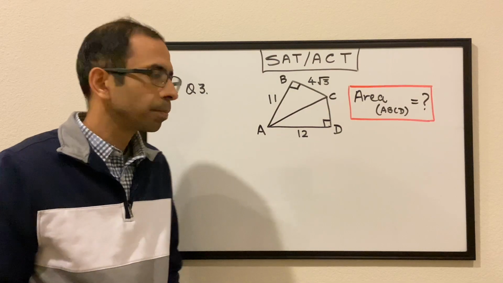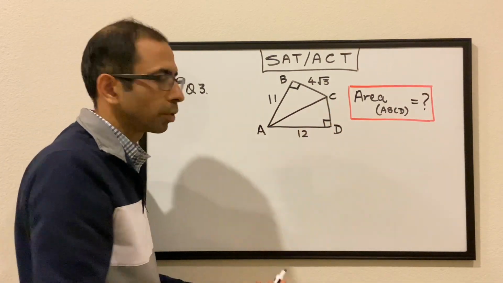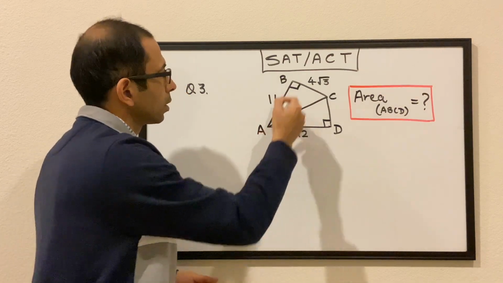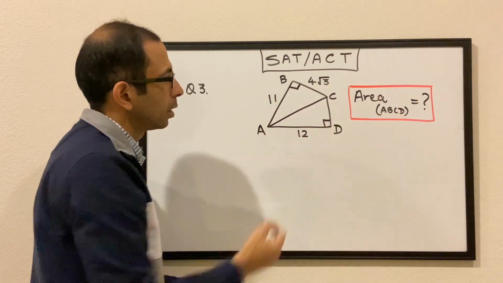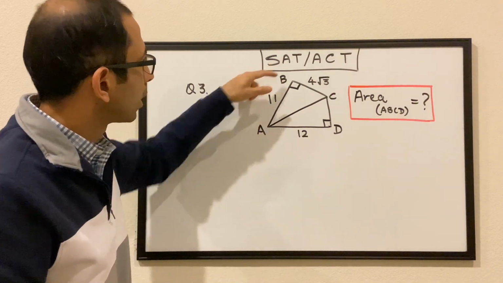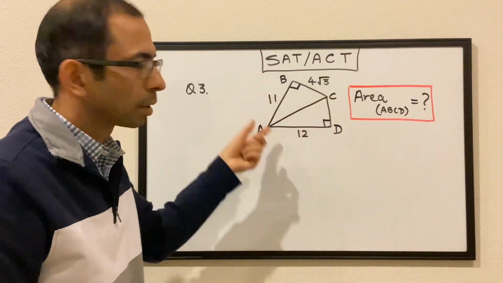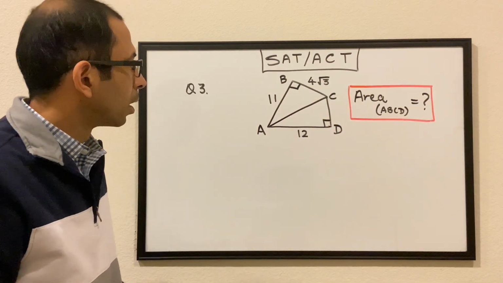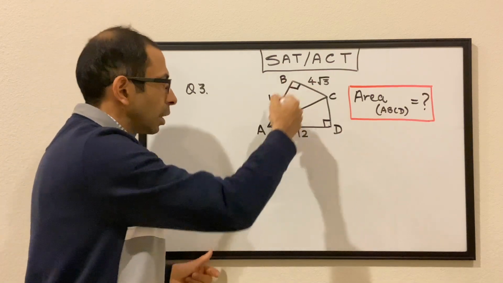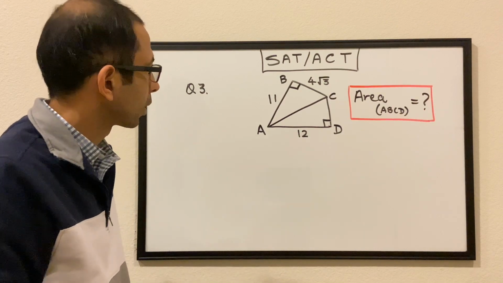Next question. So we have this figure ABCD, which is nothing but a combination of two right triangles, ABC and ACD. With these given sides, AD is 12, AB is 11, and BC is 4 root 3, and we have to find the area of this entire figure. So obviously what we can do is find the area of this triangle, find the area of this triangle, and add both of them up, correct?